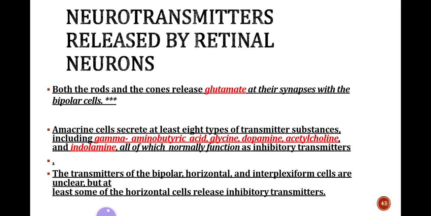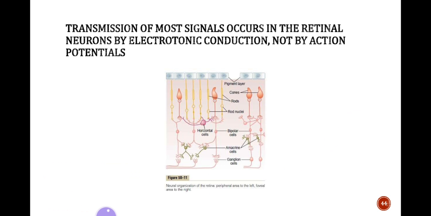neurotransmitters. The transmitters of the bipolar, horizontal and interplexiform cells are unclear, but at least some of the horizontal cells also release inhibitory neurotransmitters. These are the neurotransmitters that I have discussed.